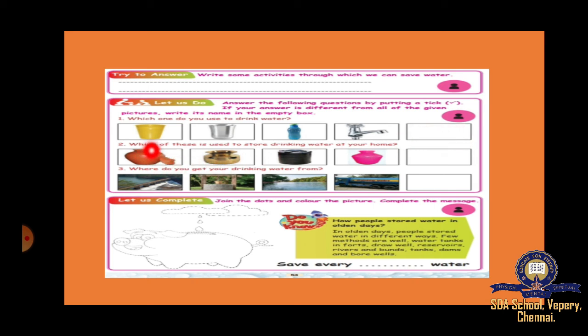Second one, which of these is used to store drinking water at your home? Where you store the drinking water: in a pot, a big karai or a big overhead tank. If you store water in these things, you put a tick. Otherwise, you have to write the answer here.